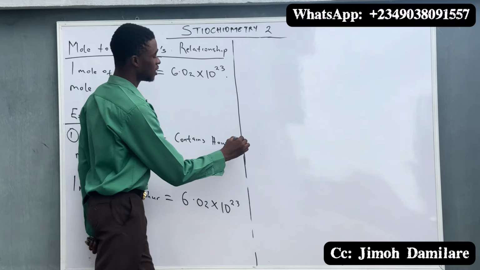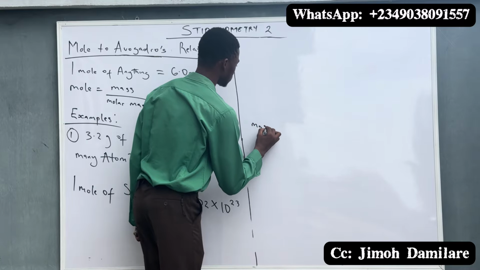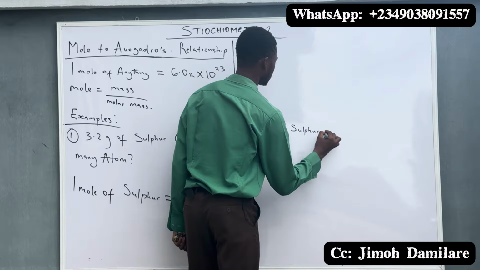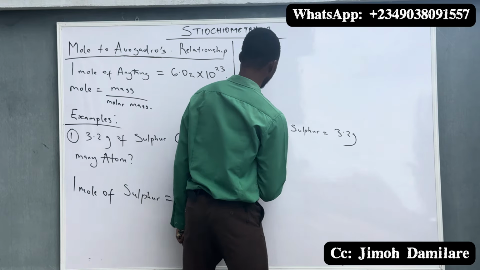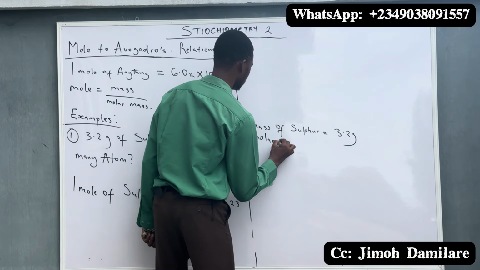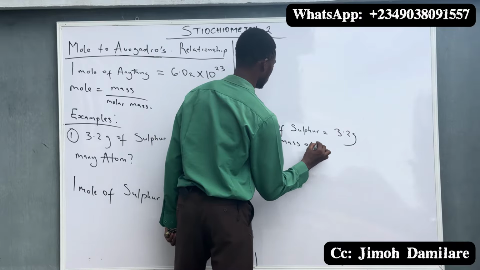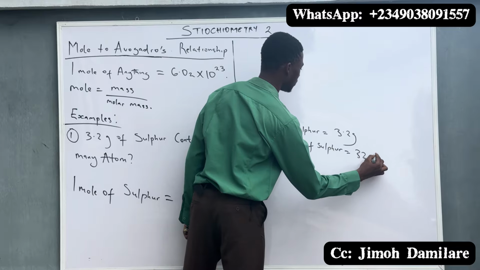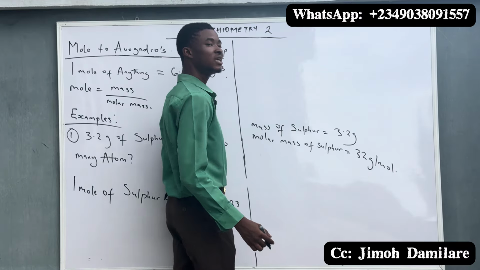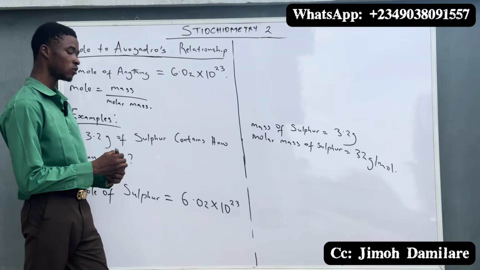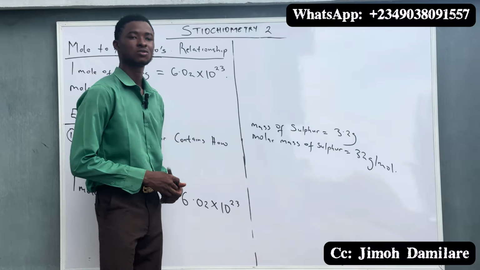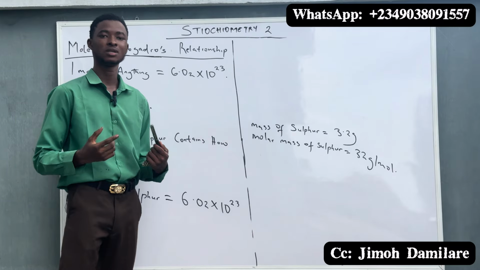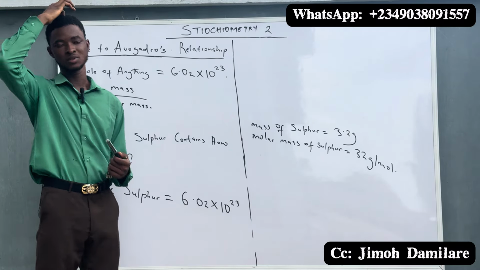So in order to do that, we know that the mass of sulfur is equal to 3.2 gram. So the molar mass of sulfur is equal to 32 gram per mole. So you will not be given the molar mass. You have to know the molar mass of the first 20 elements in order to solve most questions under stoichiometry. So you might be lucky to be given the molar mass, but in most cases, you might not be given the molar mass.